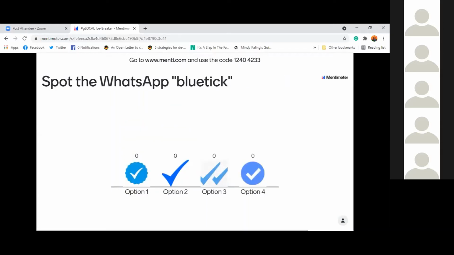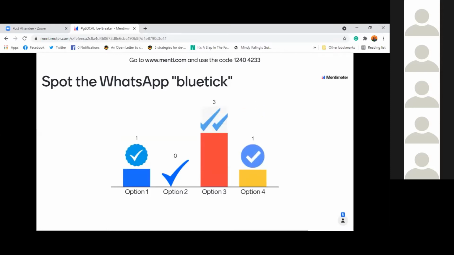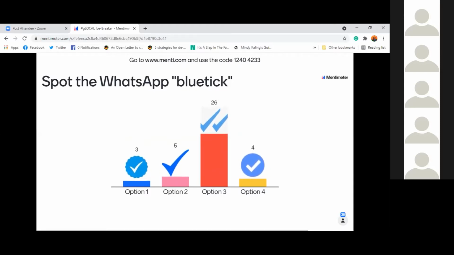And then I want to see who does use their WhatsApp more regularly. So I need you to spot the WhatsApp blue tick. Okay. A few, trick question, I told you. Option 1 to 4, which one spot the WhatsApp blue tick? And the correct answer, of course, is option 3. The 2 ticks do belong to WhatsApp as the official WhatsApp blue tick. Okay, so now that I know we don't really need to work as hard and that we do know our way around our WhatsApp, we can move on to the next part of the presentation.